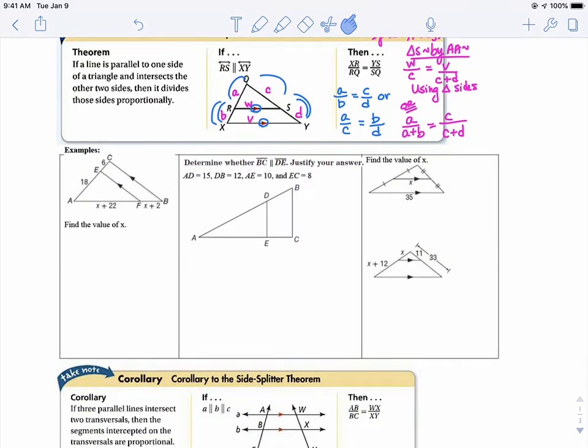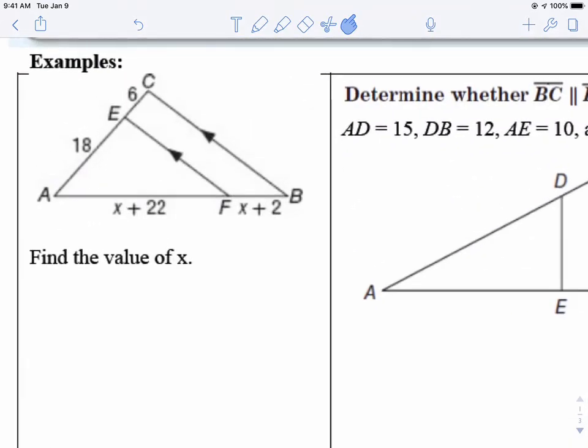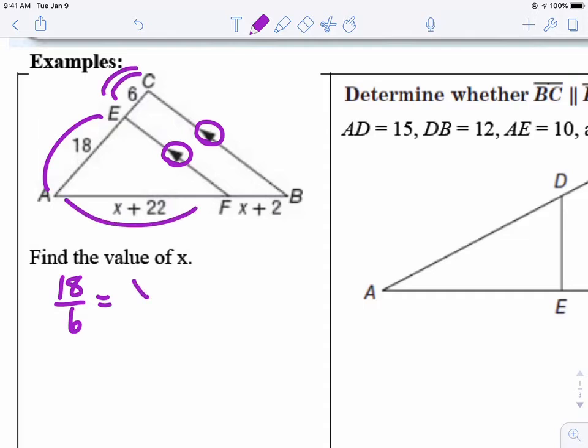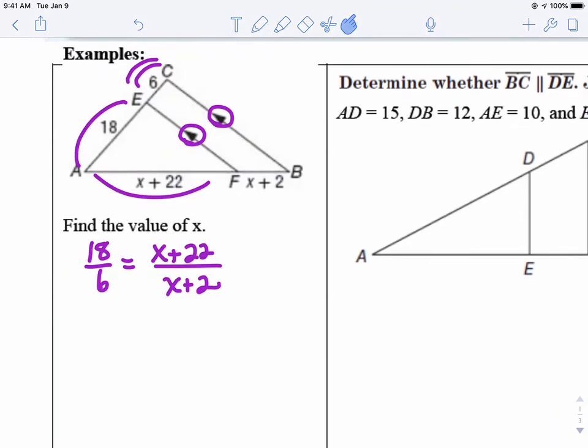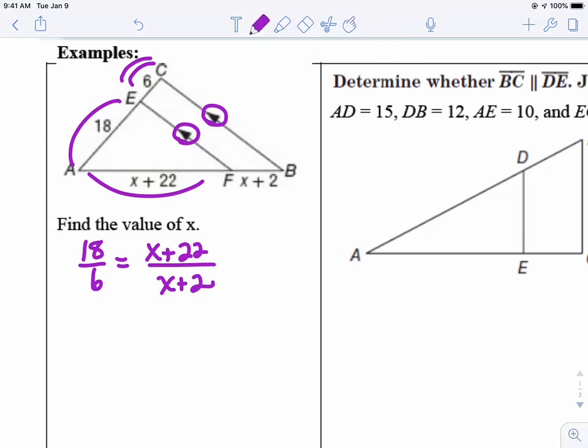Okay, so applying that with some problems here, again start with the fact that you have parallel segments. So we know these segments are parallel, therefore we can use the side splitter theorem. I'm going to say 18 is to 6 as x plus 22 is to x plus 2. The reason I chose to do 18 to 6 is because that's a nice 3-to-1 ratio. 3 is to 1 as x plus 22 is to x plus 2.